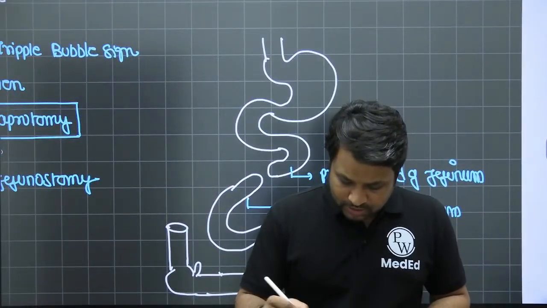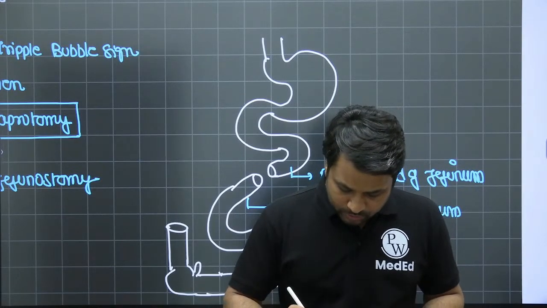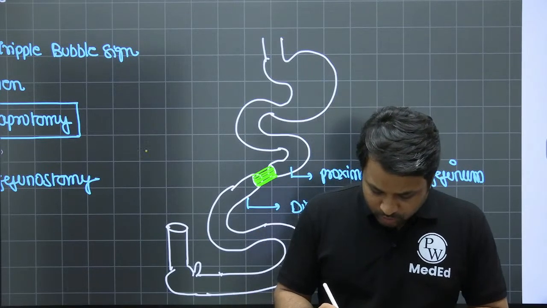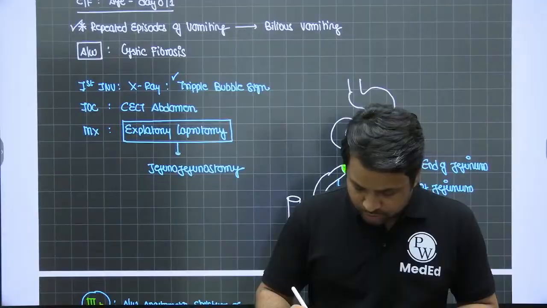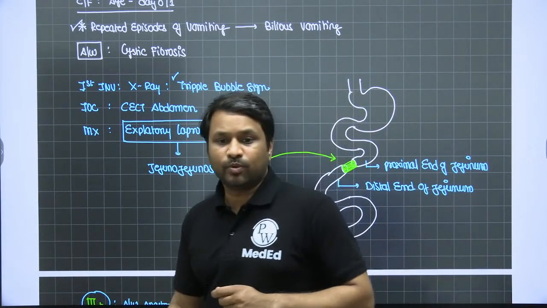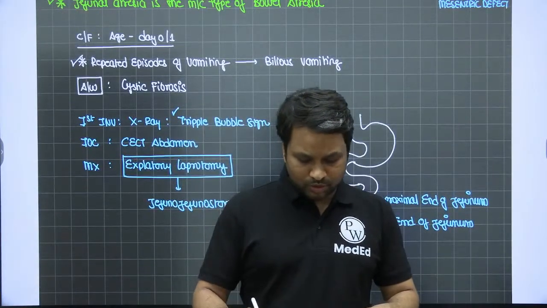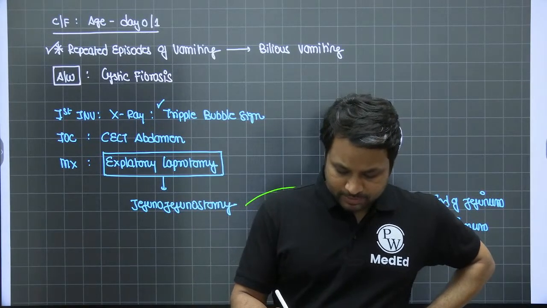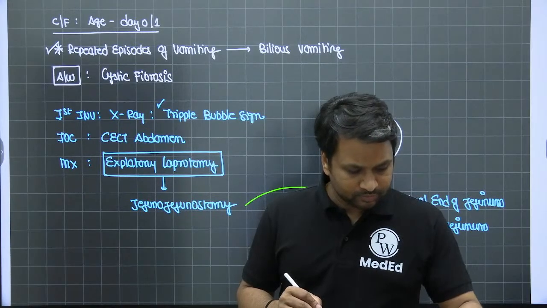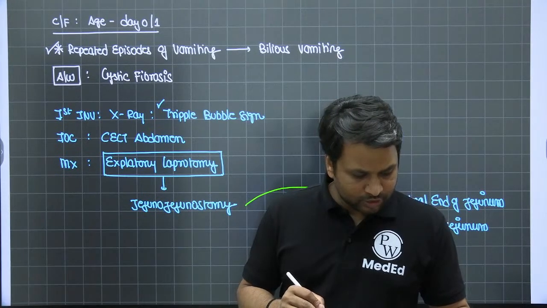What I do is I'm going to make an opening here and an opening there. After making the openings, I'm just going to suture these two ends to make it continuous, and this is what we call a jejunostomy. This surgery is what we call the jejunostomy, right? So this is the whole concept of jejunal atresia.